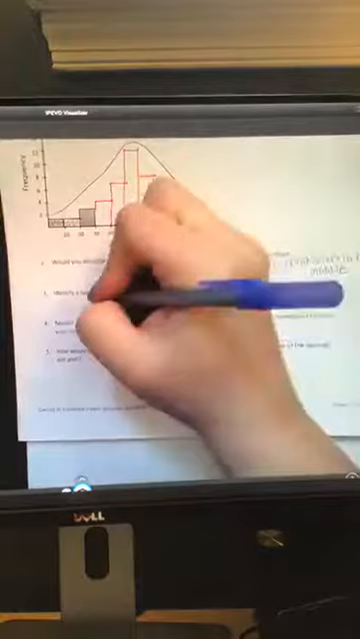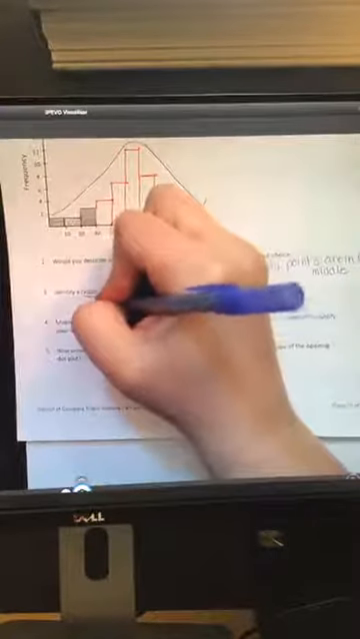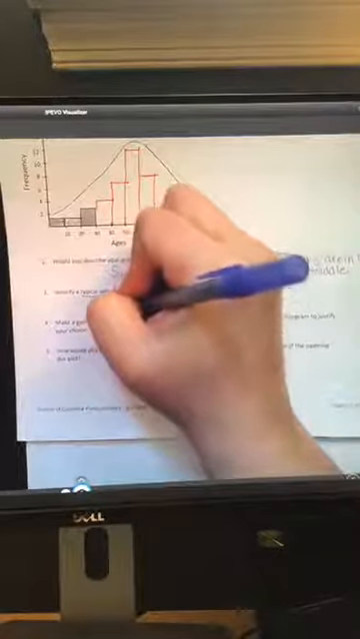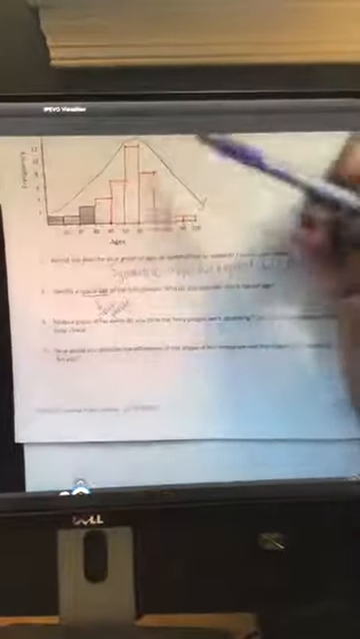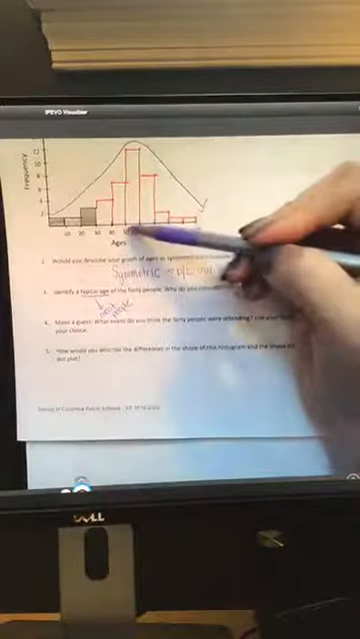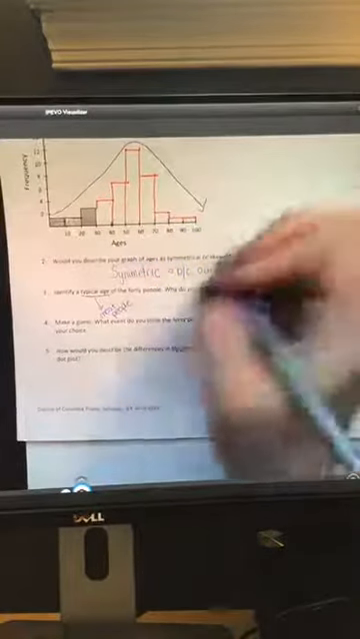The age range with the most people. So the age range with the most people is our highest line, and that looks like it is the age range of 50 to 60 years old.